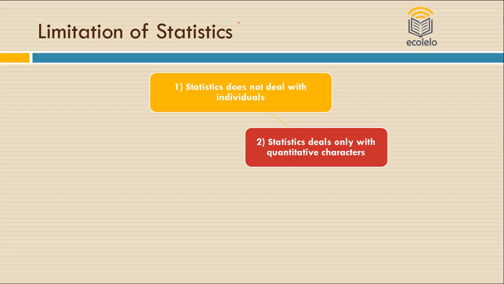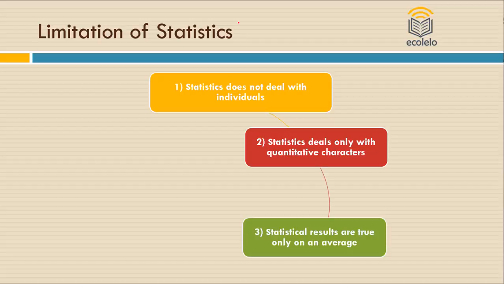Next, statistics deals only with quantitative characters. It does not talk about qualitative values. For example, if I say, I am better than her, or I am taller than her, I'm smarter than her, I am more honest than her, but that doesn't mean statistics. Unless I say I am 1 inch taller than her, my height is 5.6, her height is 5.5, then it becomes statistical data.